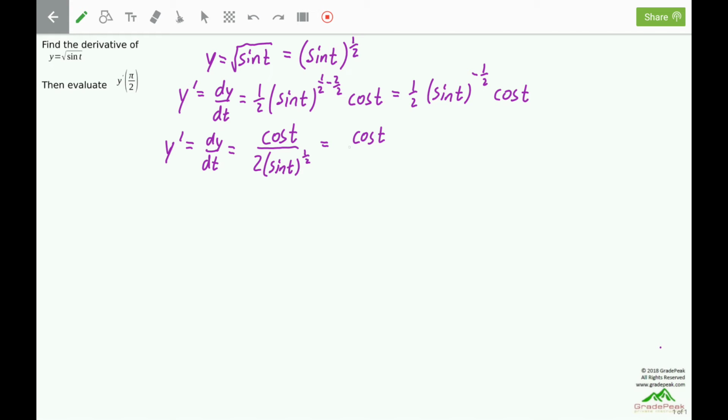Positive 1/2 power means first power, second root, or square root of sine of t to the first power, so square root of sine t. And there's our derivative y prime, or dy dt.